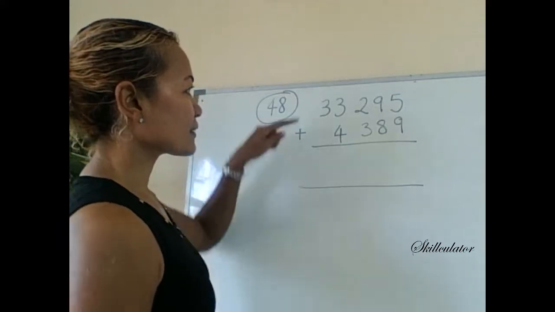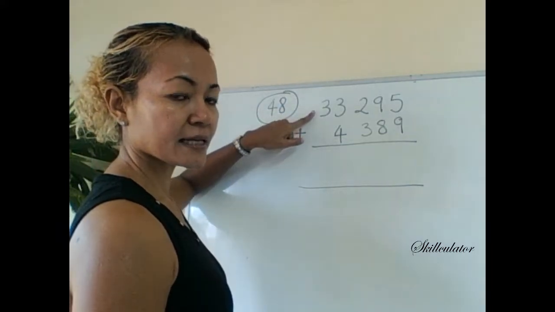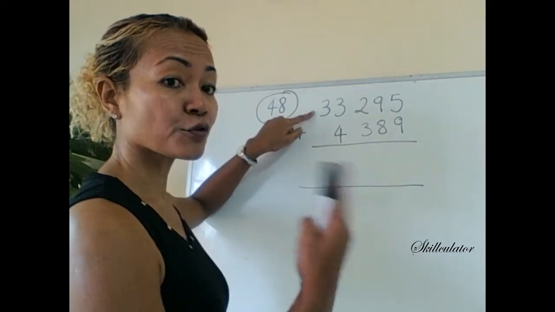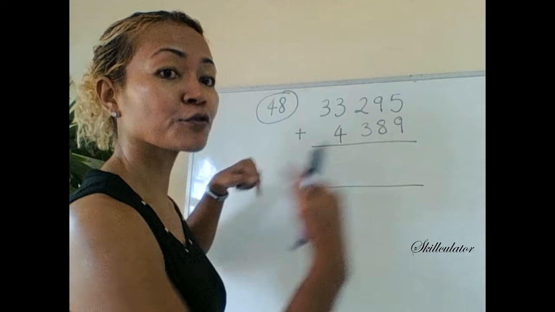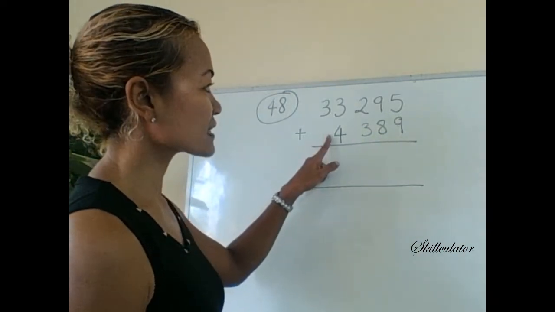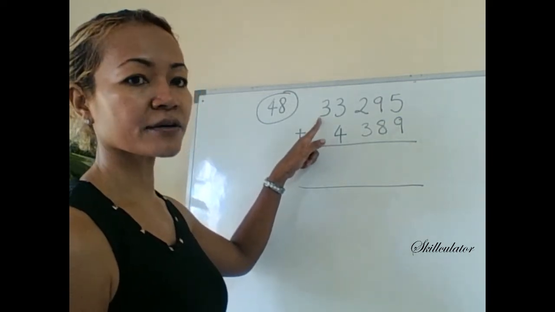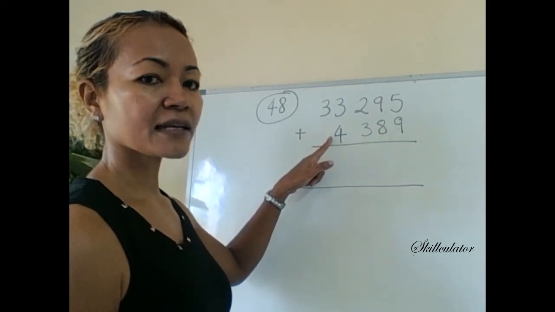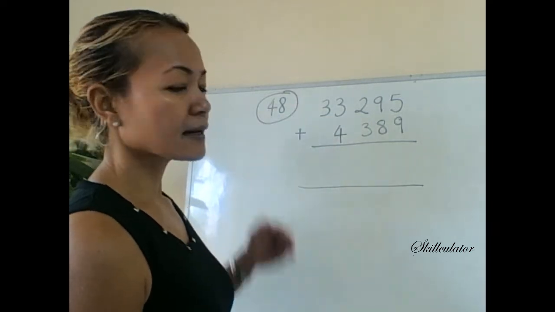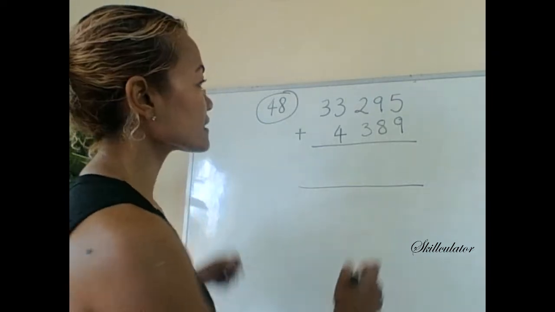Number 48 gives you the number of the population in a particular province, and then it says the population grew by a certain number. Grew by that number means you added that number. So this is the number that was added. So it started at 33,295. We added 4,389. This is a very simple problem where you just add the two numbers. So we'll do that now.